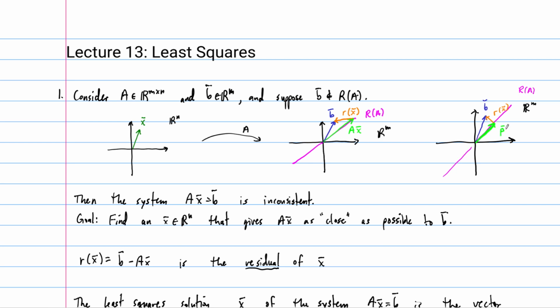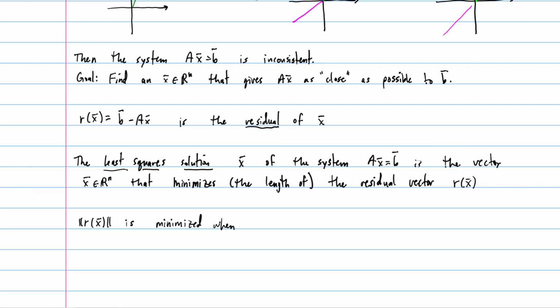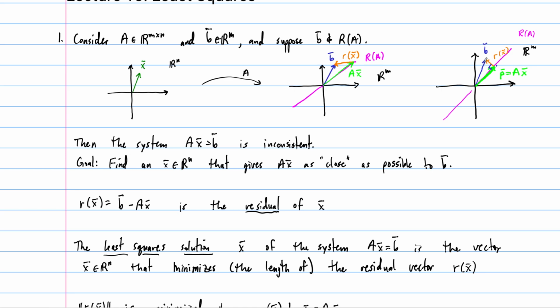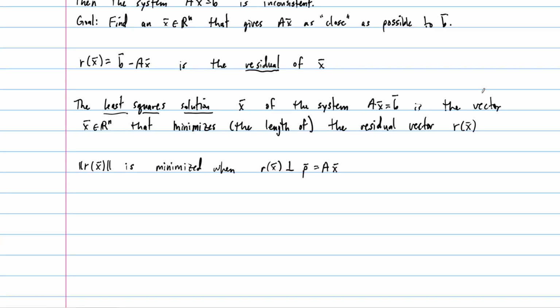This vector we'll call P equals A times x. And so again, the idea here is that we want to minimize the length of the residual, so we want that to be a right angle. Just by geometry, we know that's going to be true when R of x is orthogonal to this projection vector P, which is A times x. And so what that means is the solution we're looking for is going to be orthogonal to the image space.